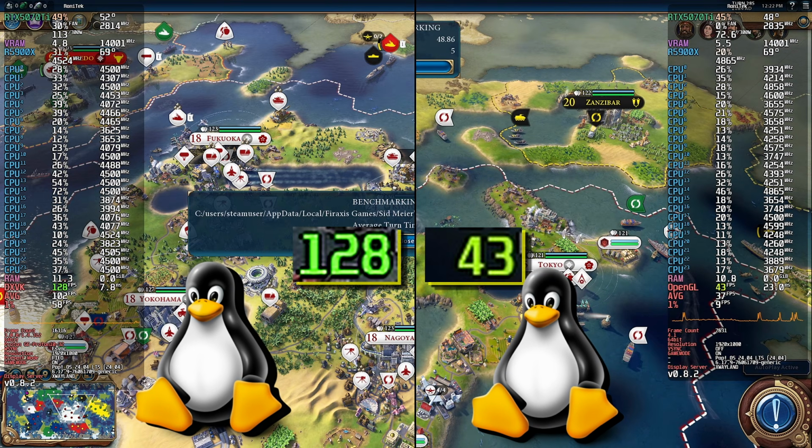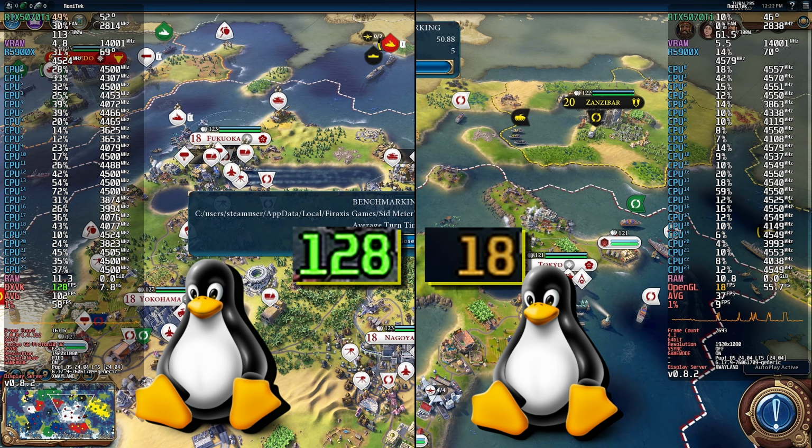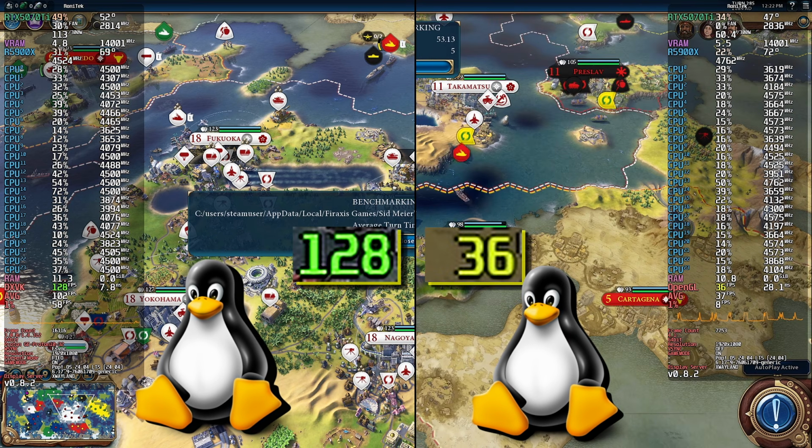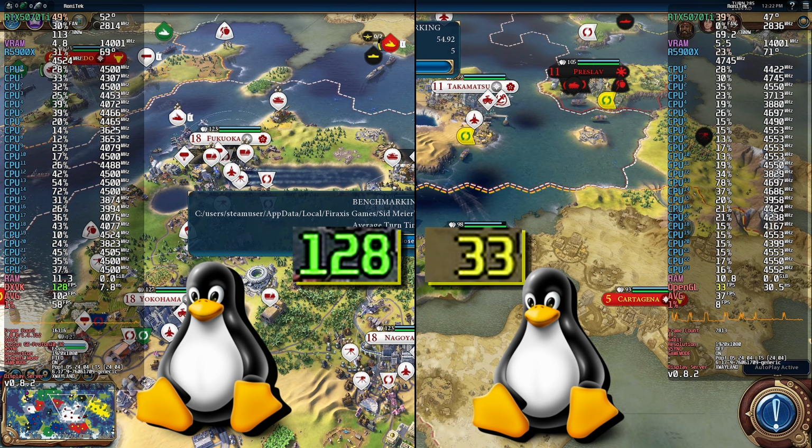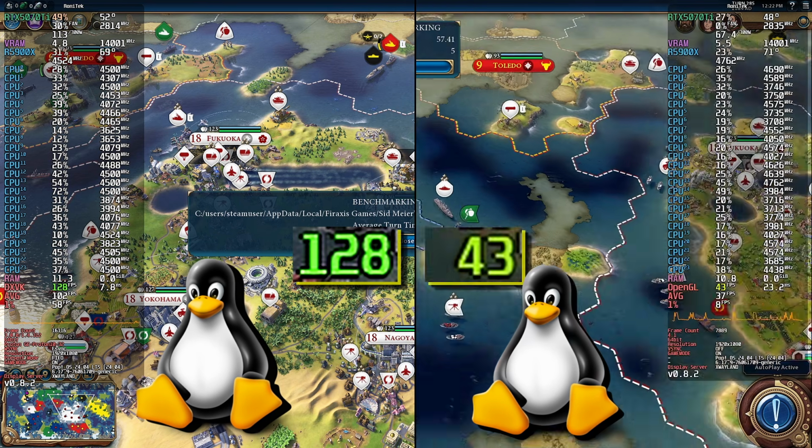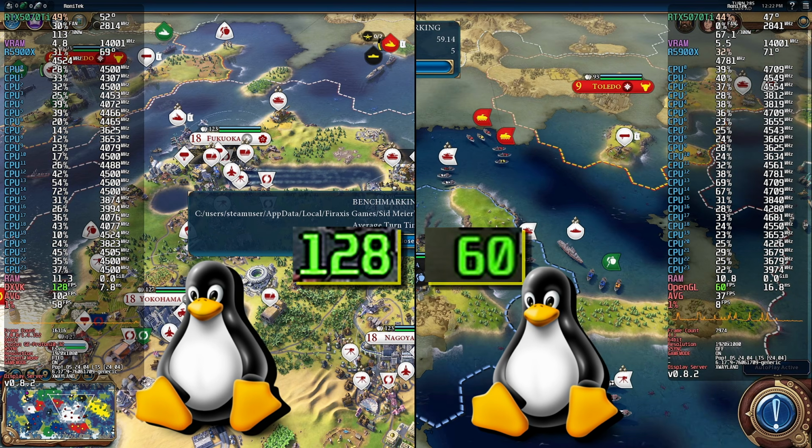So now you know why I use only DXVK or VKD3D and never use Linux native titles, because Linux native, for the most part, is OpenGL.